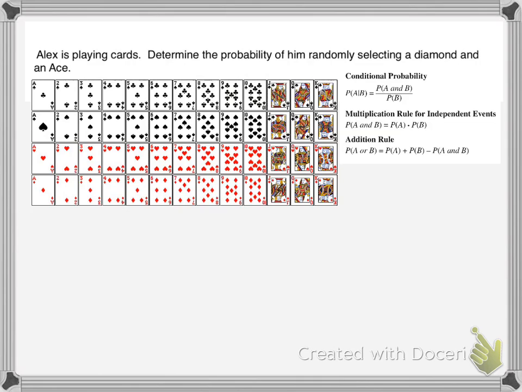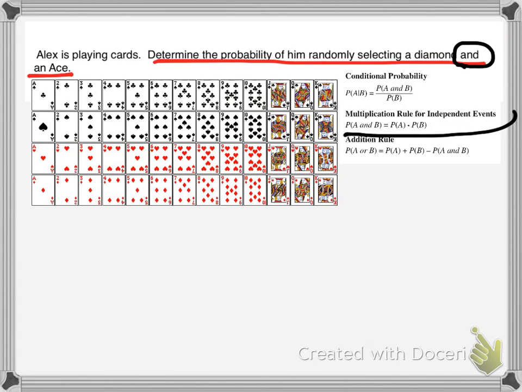Next, Alex is playing cards. Determine the probability of him randomly selecting a diamond and an ace. So this is the question. The key word in the question is and. So and tells me to use the multiplication rule. So before the keyword and is diamond, so that will be A. And after the keyword is ace, so that will be B.